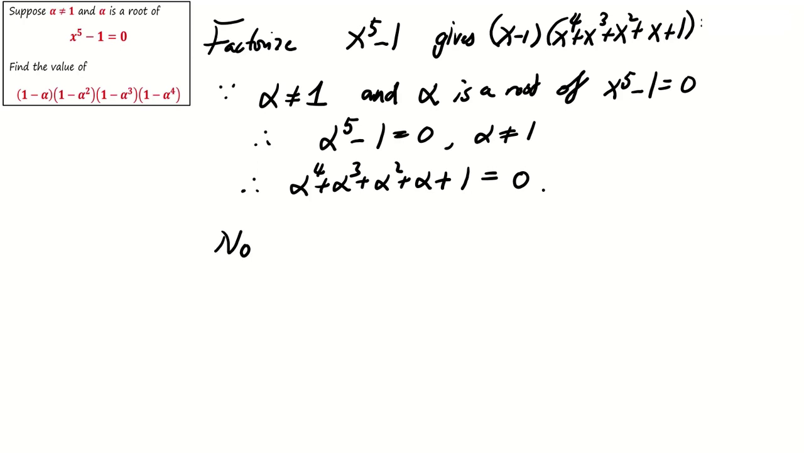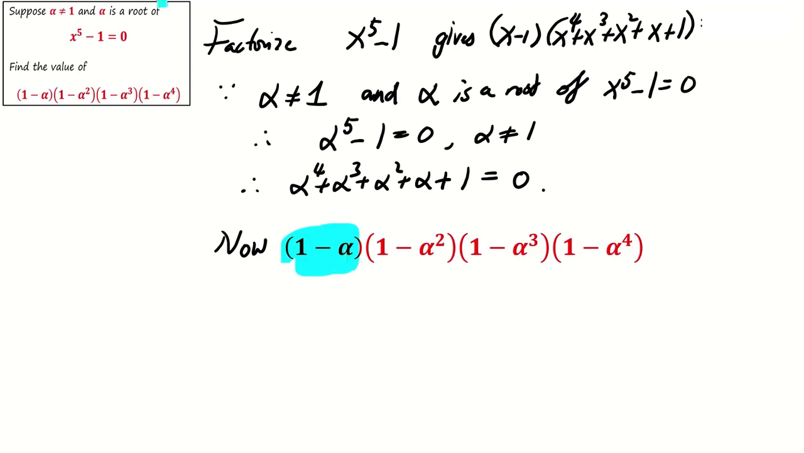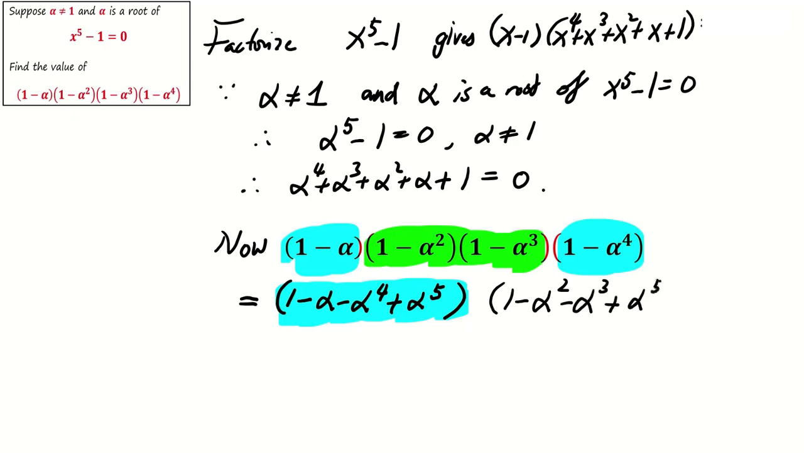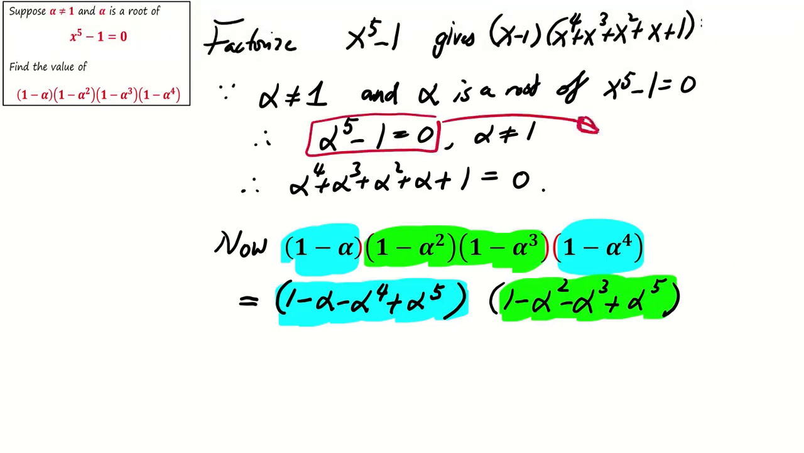Next, consider the expression and expand it according to grouping. That is, group the first and the last term. The expansion gives 1 minus alpha to the power 4 plus alpha to the power 5, while the expansion of the middle two terms is 1 minus alpha to the power 2 minus alpha to the power 3 plus alpha to the power 5. From the condition that alpha to the power 5 minus 1 equals 0, we have alpha to the power 5 is 1. So we obtain the following expression.